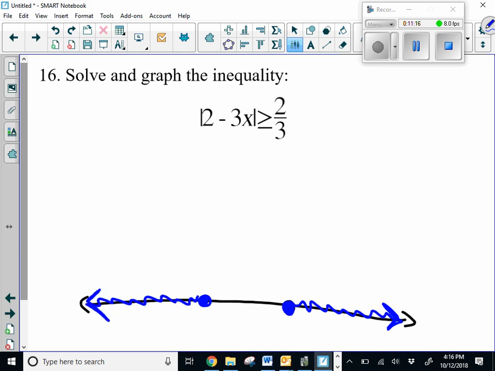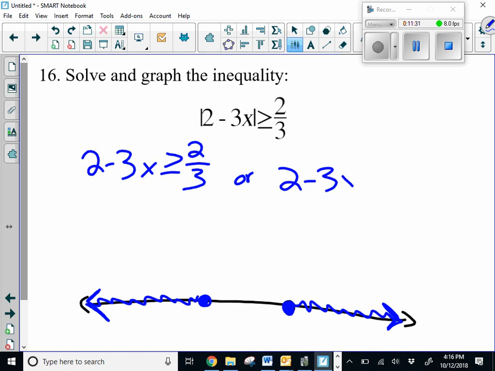Now I got to figure out what those numbers are. So since it's two separate pieces, we have to write two separate inequalities. The first one is we leave everything the same, we just get rid of the absolute value. Second one, we switch the inequality and make that outside negative.